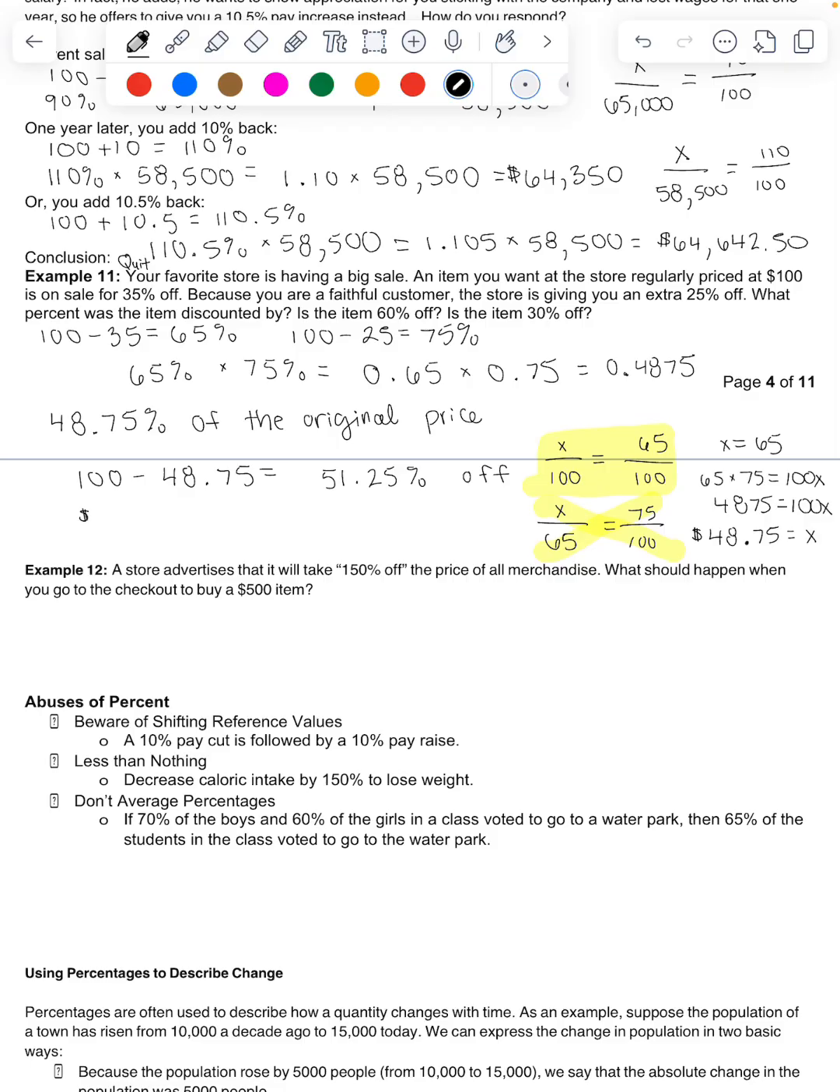So $100 minus $48.75 gives me that I'm getting the $100 item for $51.25 off. Since my item started at $100, it's the same as saying that it's 51.25% off. Because it's $100, it's easy to work with it that way. So hopefully that made sense.